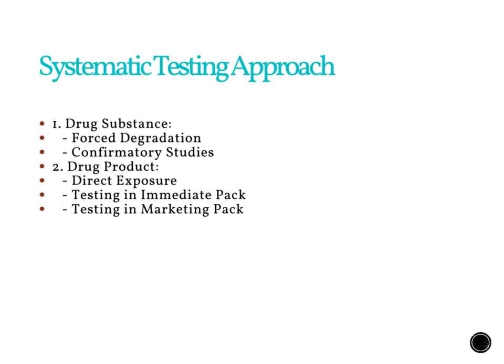Systematic testing approach. Photostability testing is approached systematically, and it typically follows this structure. Drug substance testing, first through forced degradation under exaggerated conditions, then through confirmatory studies under standardized light exposure. Drug product testing. This begins with exposing the drug product directly to light. If needed, we then test it in its immediate pack. And finally in the marketing pack, that's the full commercial packaging. This stepwise escalation helps us determine how well the packaging protects the product from light, and whether any changes are needed in formulation or packaging.